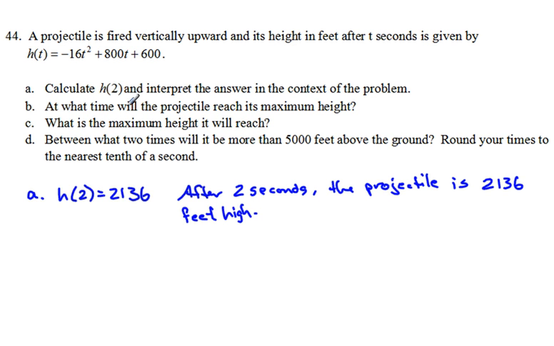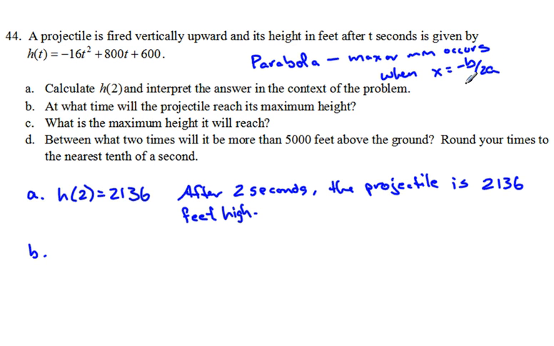All right, for part B, it asks us when the projectile will reach its maximum height. And we should notice that this is a quadratic and a parabola. And in parabolas, we know that the max or min occurs at the vertex and that the x value is at negative b over 2a. So when x equals negative b over 2a, that's a quick way to answer that one.